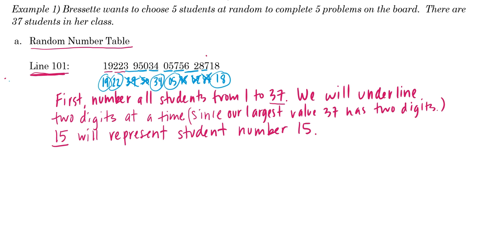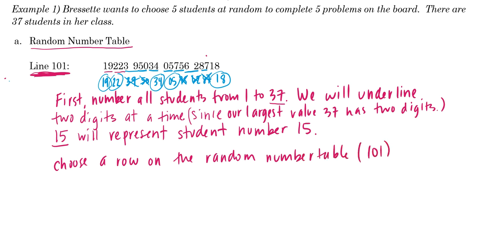So I've underlined 2 digits at a time. 15 represents student number 15. So now I'm going to say, okay, choose a row on the random number table, which I already did because I printed it out for you. In this case, my row is 101. And then I'm going to say, choose a row on the random number table, underline digits 2 at a time. I already wrote this, but I'm going to do it again.